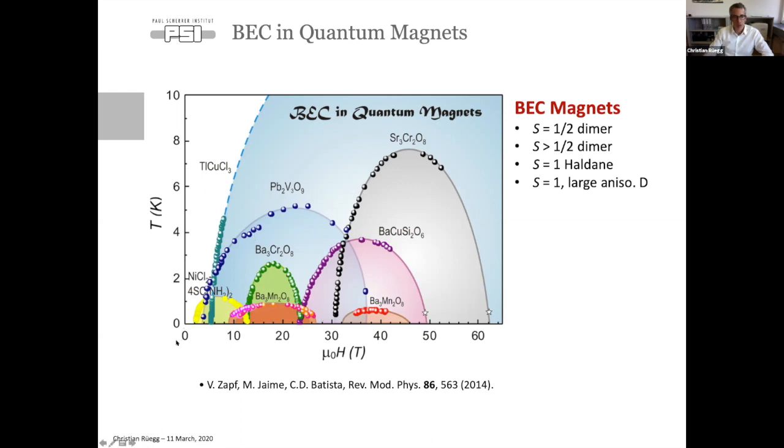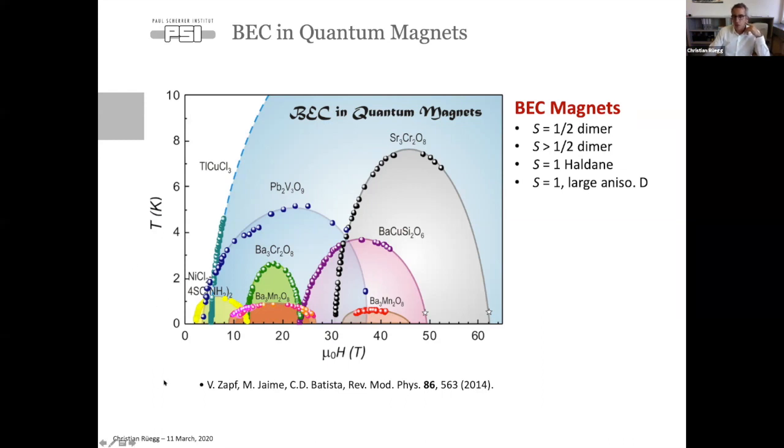On the left, you see temperature. It's all down to a few Kelvin, not nanokelvin or so as for cold gases. On the x-axis, you see magnetic field. You have to apply 5 Tesla, 10 Tesla, or 30 Tesla, depending on the material, to close that spin gap and get this field-induced BEC phase. The framework can also apply to dimers with spin 1/2, dimers with larger spin. It can be in a Haldane situation where you have a gap because of Haldane. It can even be for a large D system, basically where the gap is due to anisotropy.